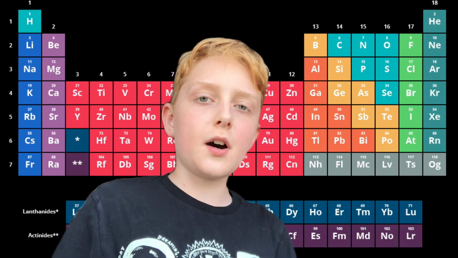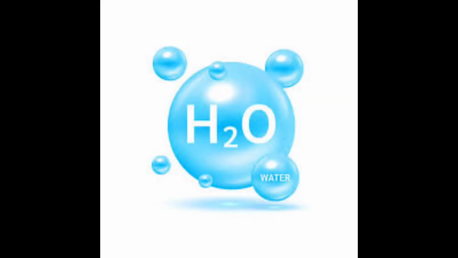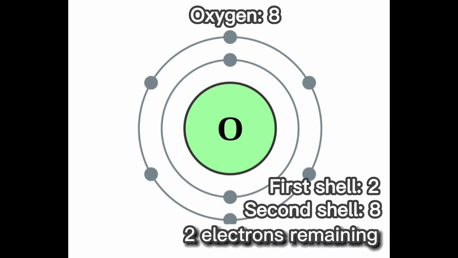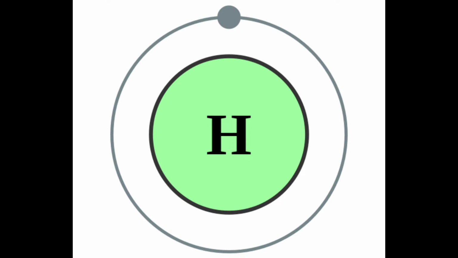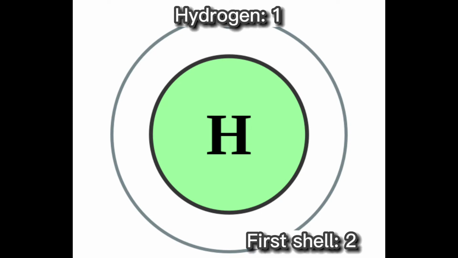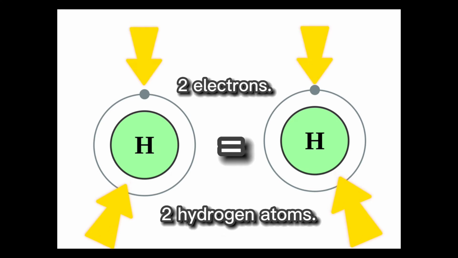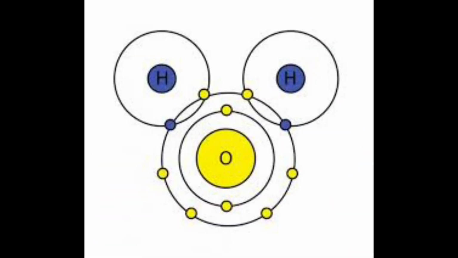Let's start off with our first compound, water. Water is made with 2 hydrogen and 1 oxygen. Oxygen on its own can hold 8 electrons, but from what we've learned about shells, 2 more electrons can be added in. Now for hydrogen, it can hold 2 electrons, but on its own it only holds 1, which means that there's room for more electrons. And because there's 2 hydrogen atoms, the required 2 electrons can be added to the oxygen atom, which would look like this. And that's how water is made.